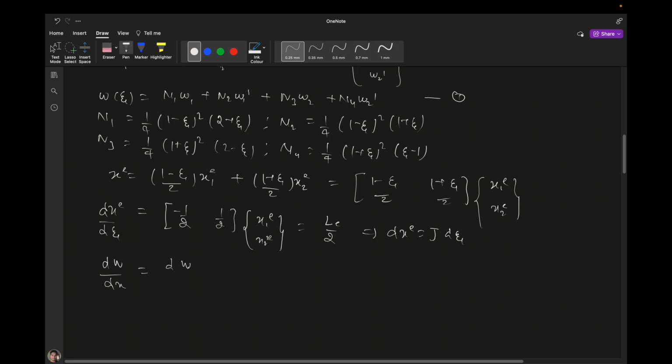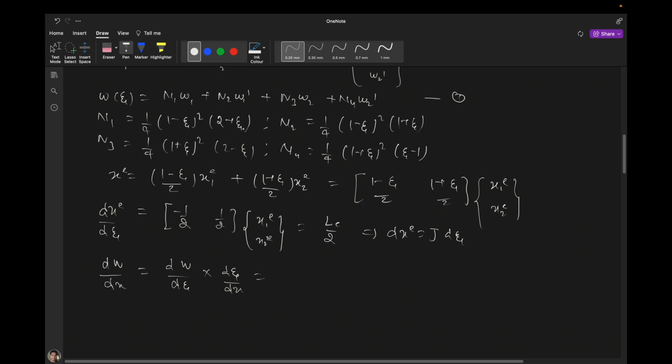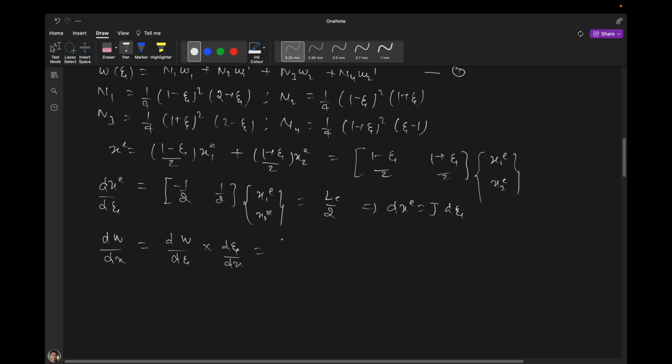It will be del w by del zeta into del zeta by del x. Here we can see that the whole w is in terms of zeta, because N1, N2, N3 and N4 are functions of zeta. So this will become N dash into del zeta by del x, which we already saw is nothing but 1 by J.